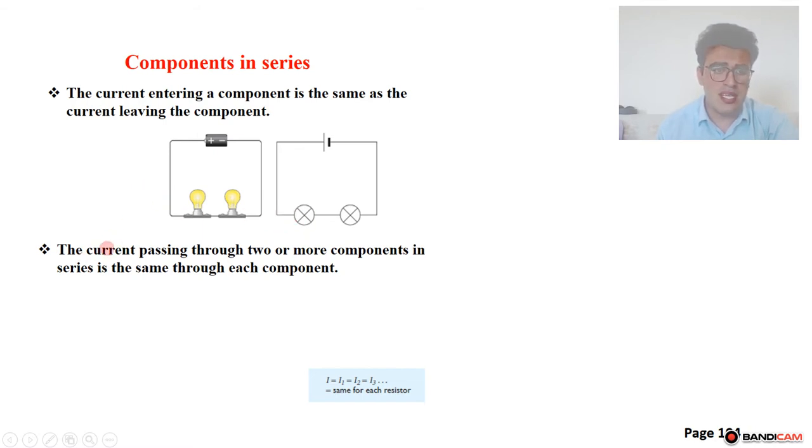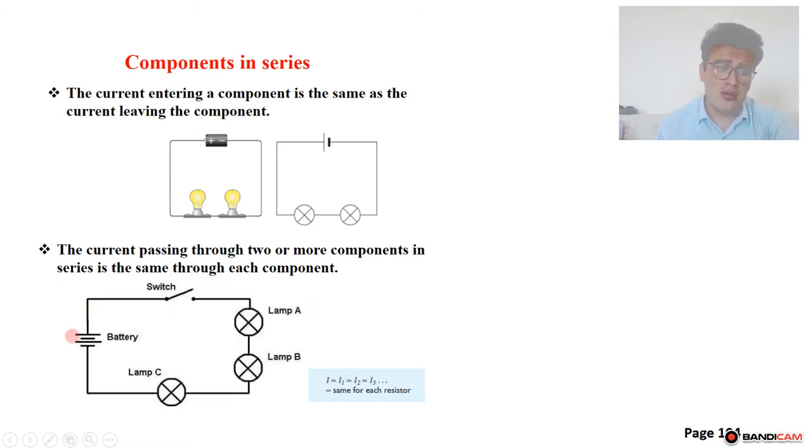The second rule is that the current passing through 2 or more components in series is the same through each component, dear student. What does it mean? It means that the amount of current that comes from the source is equal to the amount that crosses each component. The amount of current passing through this component is equal to the amount of current passing through this component, and equal to the amount passing through this component.